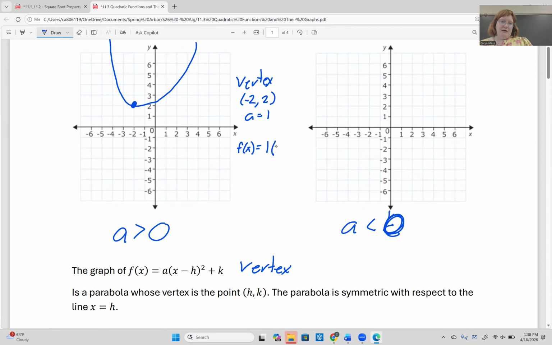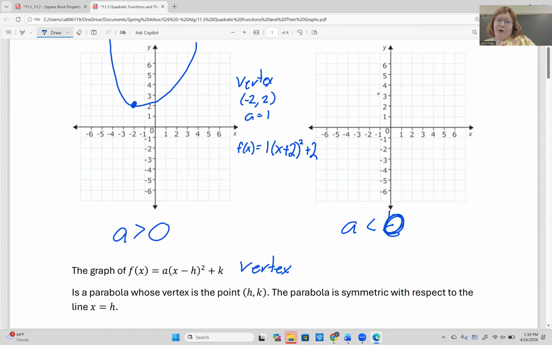1 times x minus the first coordinate, minus the x coordinate. So minus a negative is a plus. So I'd have (x plus 2) squared plus 2. That would be the vertex form of that parabola.